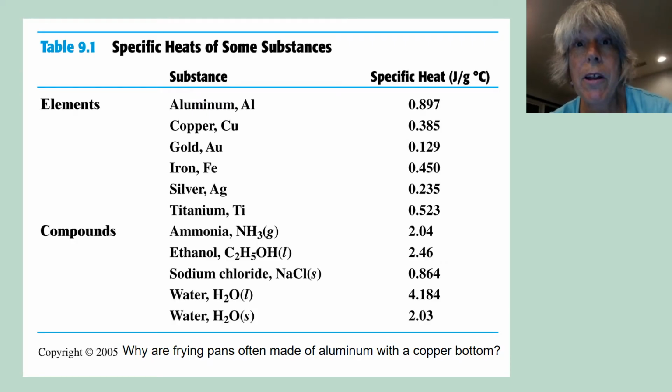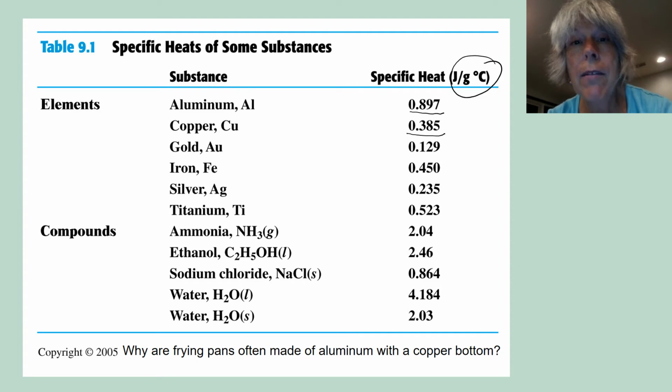Here's a table of some specific heats of some substances. Notice the units. In this case, they're in joules per gram degree Celsius. That means, for example, for aluminum, it will take 0.897 joules to raise the temperature of 1 gram of aluminum by 1 degree Celsius. Now, if we compare that with copper, it only takes 0.385 joules to raise the temperature of 1 gram of copper by 1 degree Celsius.